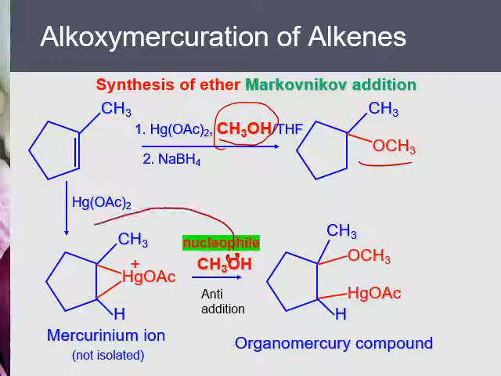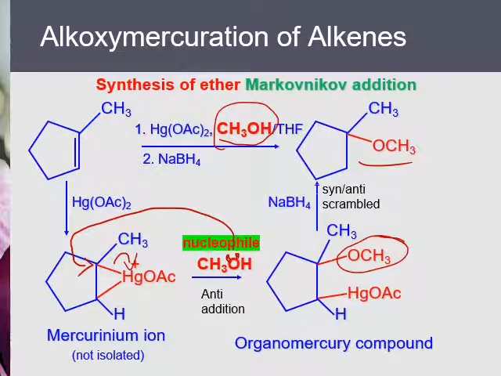Oxygen serves as a nucleophile, attacks this carbon, the bond breaks, and gives you an organomercury compound, and in this compound, methoxy is added to the molecule. And in the next step, sodium borohydride provides hydride which attacks this carbon, replacing the mercury, so the final product is an ether. And this method is called alkoxymercuration of alkenes.